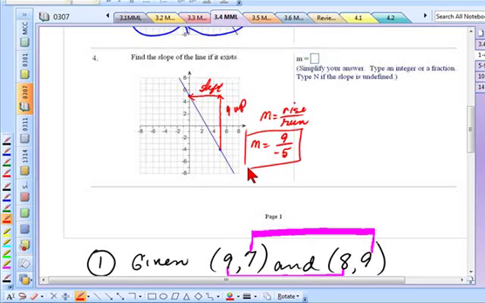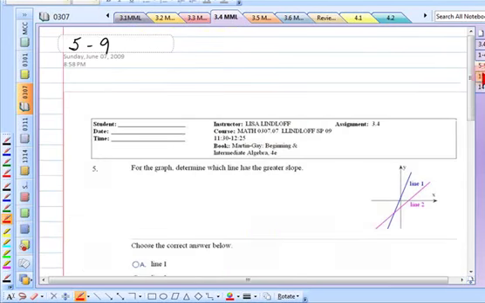Anybody have a question about seeing slope from a graph? All right.